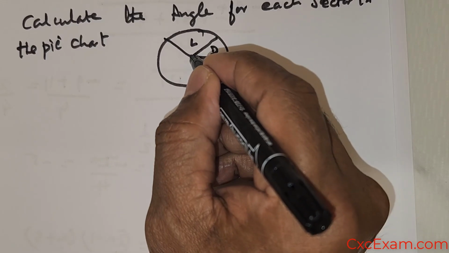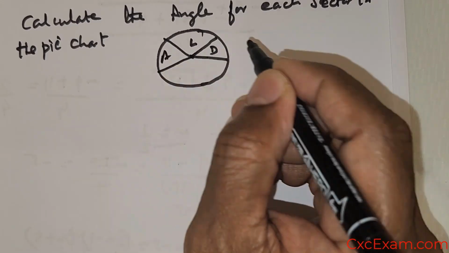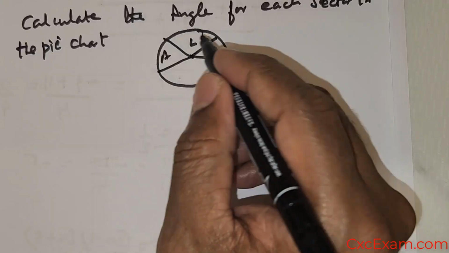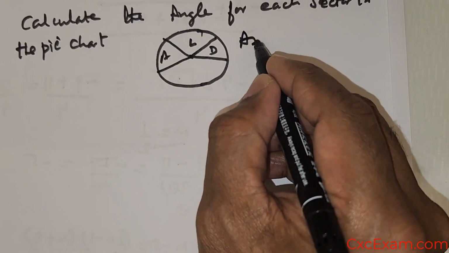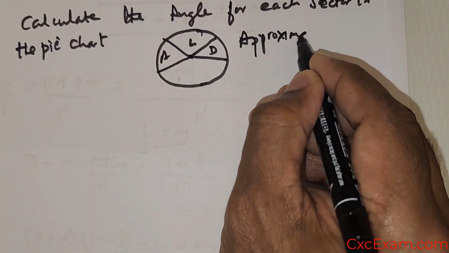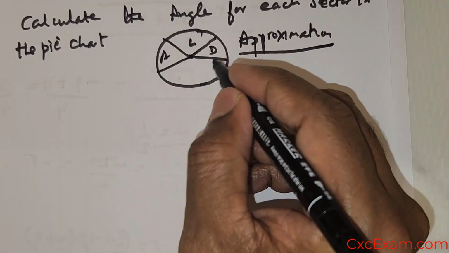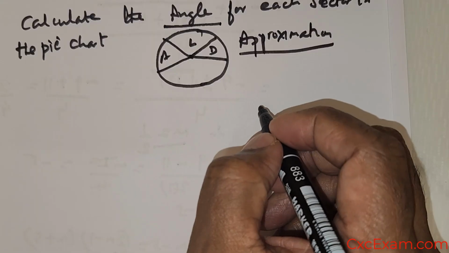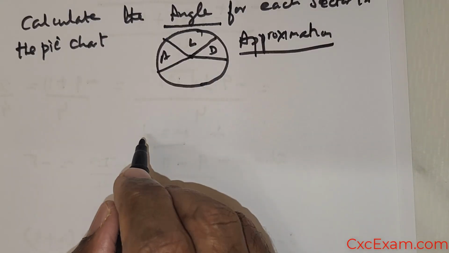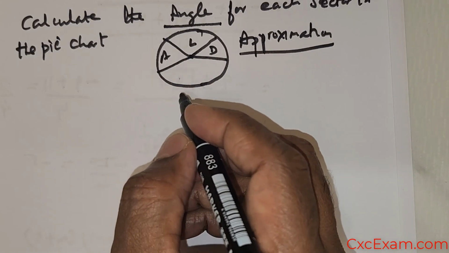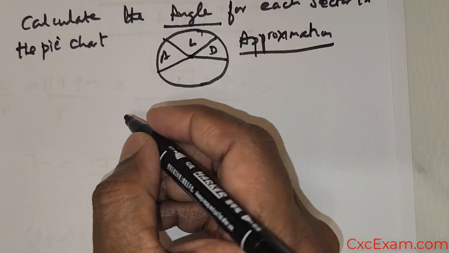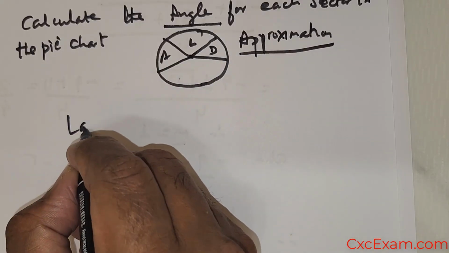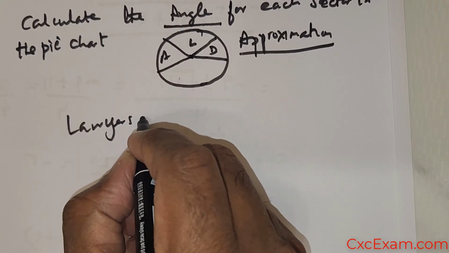Artists are a little bit lesser than lawyers, so this is going to be artists. I am just drawing it on an approximation basis. I do not know the degrees. That is exactly what they are asking us to find: the amount of degrees associated with each profession. So foremost, let me start with lawyers.